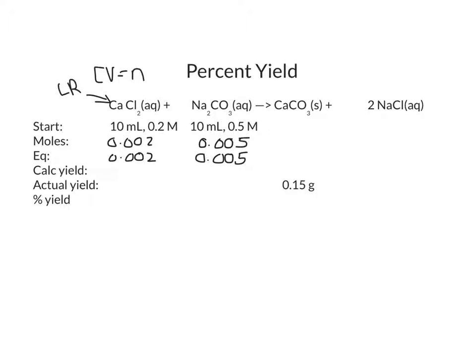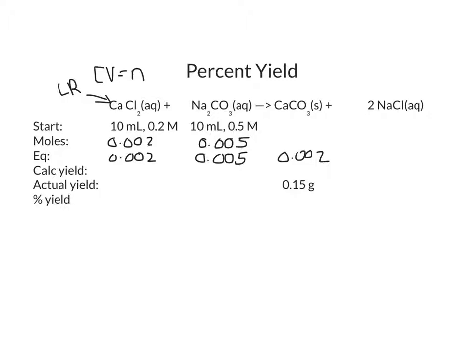And so I'm going to base my yield, the total amount of calcium carbonate that I could possibly make from these moles of calcium chloride and sodium carbonate, on my limiting reagent. And so one of these makes one of these. So if I have 0.002 moles of this, that means that I can make 0.002 moles of the calcium carbonate.